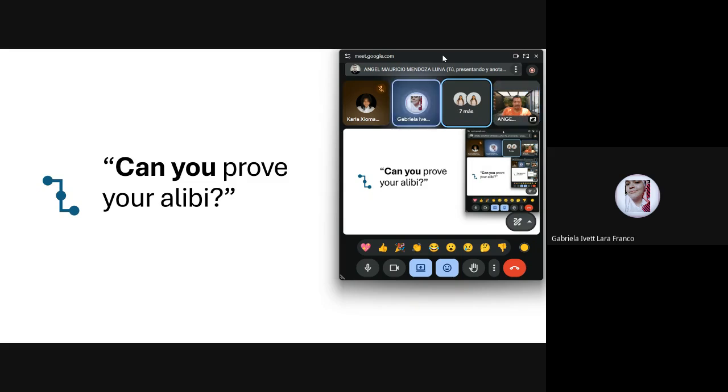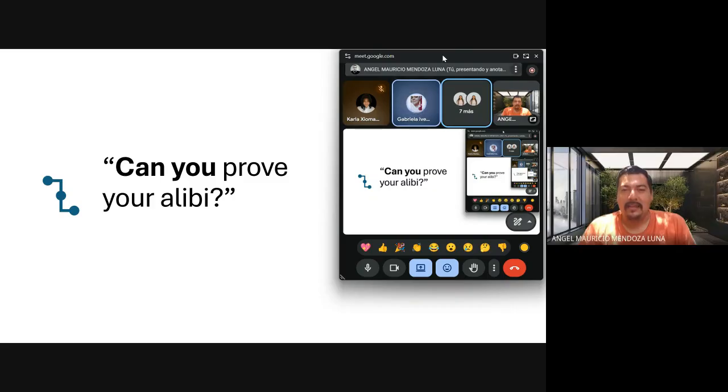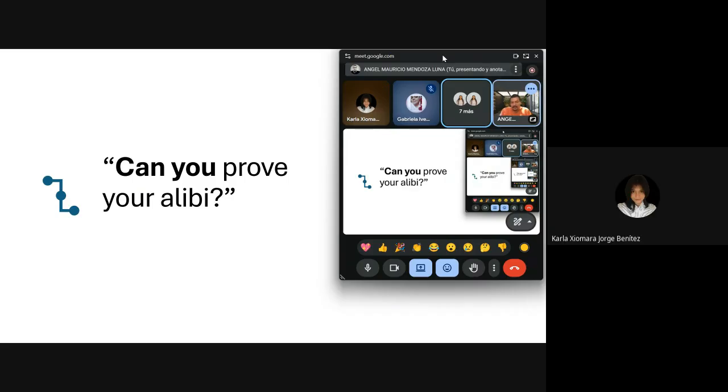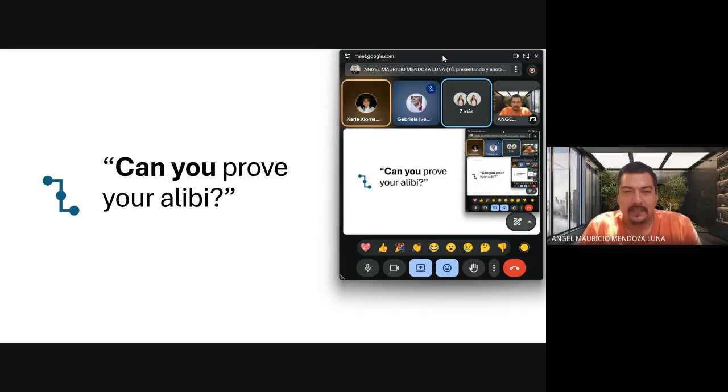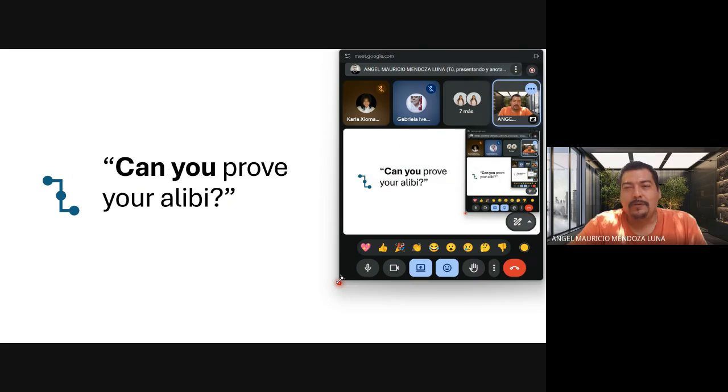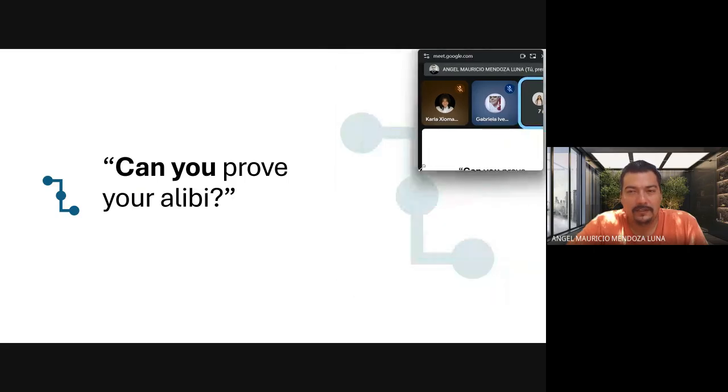They asked if I could prove my alibi. Alibi, sorry. All right. What do you think, my friends? Is it correct? Yes, it is correct. Okay. Nice. So this activity was intended to be an introductory activity for this content unit.